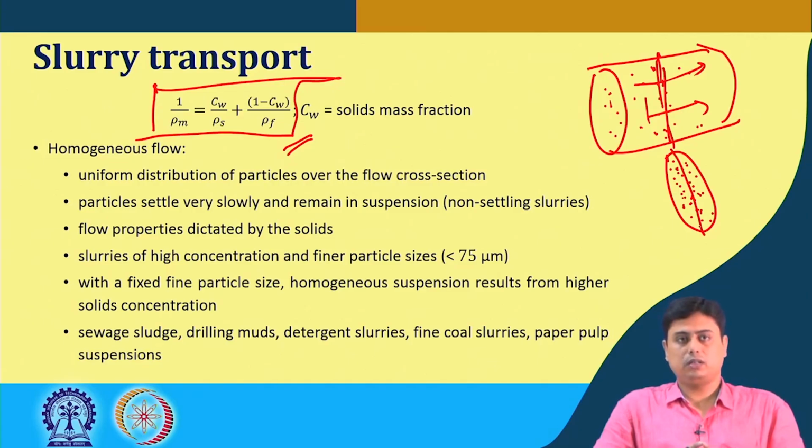Examples of the homogeneous flow regime are sewage sludge, drilling muds, detergent slurries, fine coal slurries, and paper pulp suspension. The particles typically do not settle quickly, and the slurry flows along with the bulk motion of the liquid, and typically there is a uniform distribution of the particles all over its cross section. So, these are the characteristics of homogeneous flow.